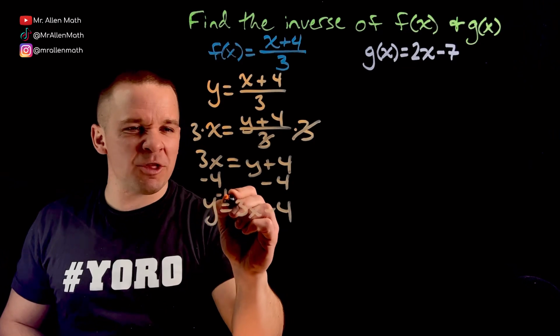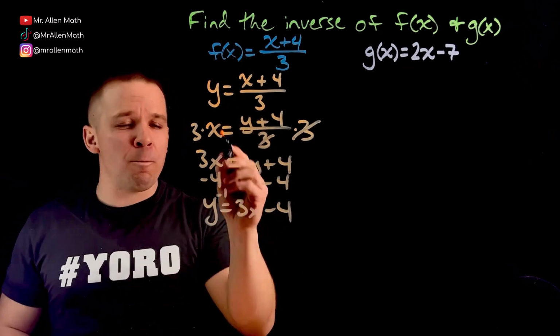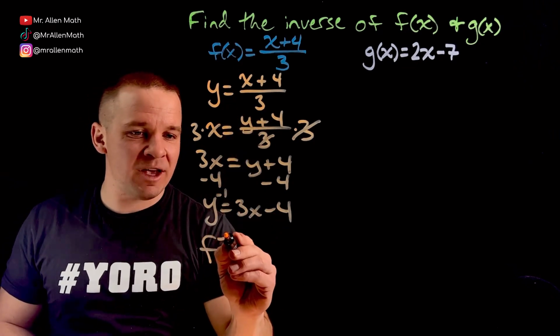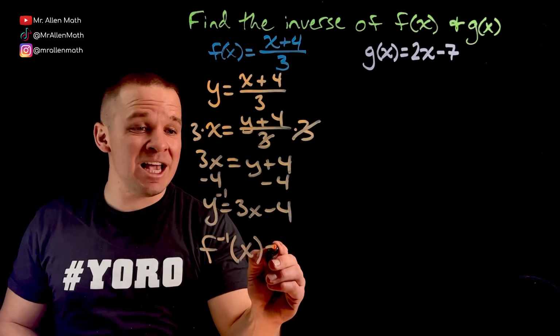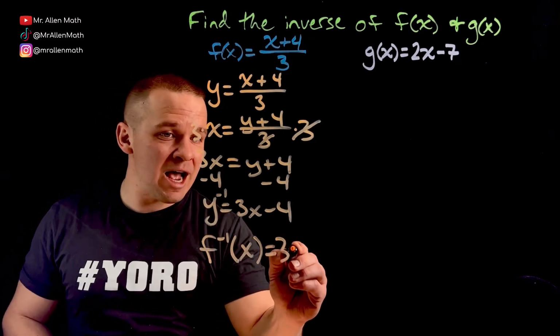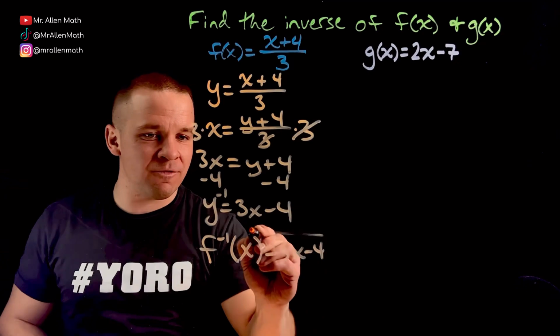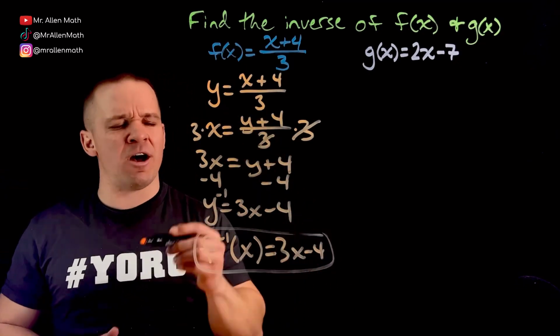And we'd really notate that with a little negative 1 there. That's the inverse. Or better yet, let's rewrite it as f inverse of x equals 3x minus 4. That is my inverse of my f of x function.